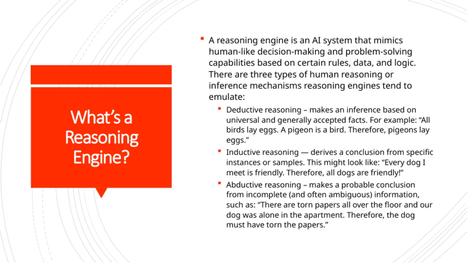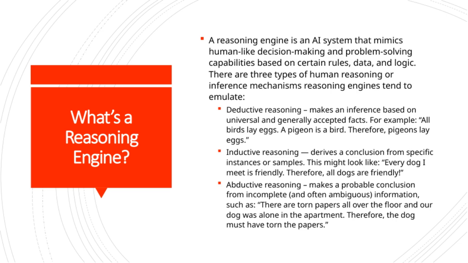Finally, there's abductive reasoning. This is used when we have incomplete or ambiguous information. It's about making the best probable conclusion given the clues. For example, if I see torn papers all over the floor and know our dog was alone in the apartment, I might infer that the dog tore the papers. It's a logical guess, based on the evidence at hand. Understanding these reasoning types helps us see how reasoning engines can replicate human thought processes, making AI more intelligent and adaptable in decision-making.